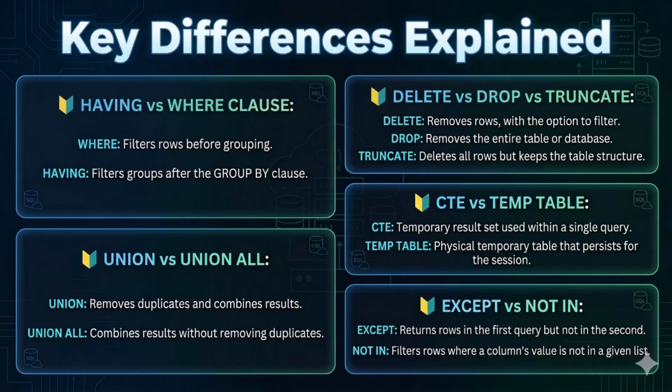Now, delete versus drop versus truncate. Delete removes specific rows and allows filtering with a where condition. Drop completely removes the table or database structure, and truncate deletes all rows but keeps the table structure intact. Let's look at CTE versus temp table. A CTE, or common table expression, is a temporary result used within a single query. A temporary table is a physical table that exists for the duration of the session.